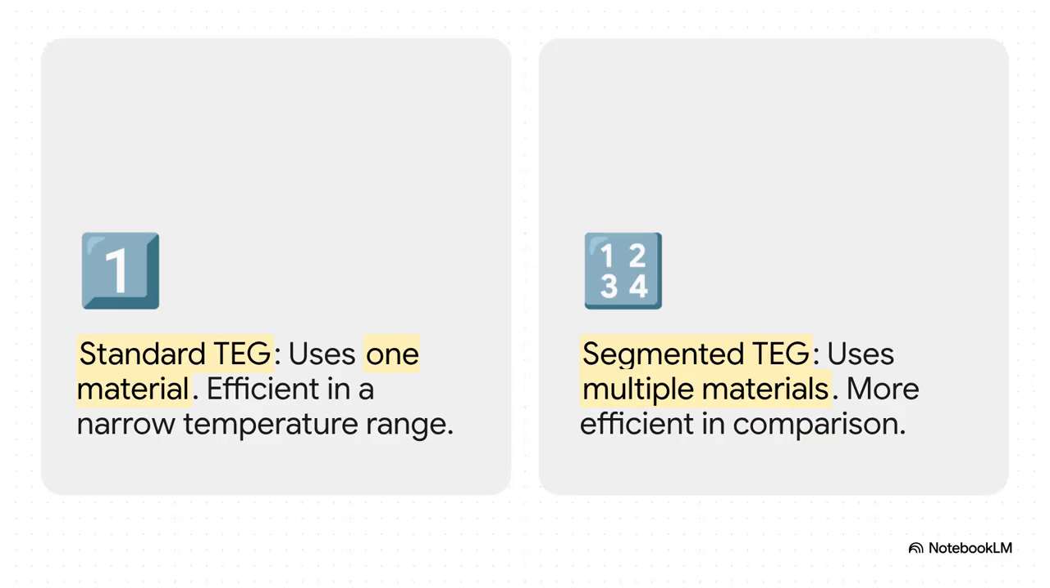And the difference this makes is literally night and day. A standard TEG is stuck with just one material, which really limits its useful temperature range. But with a segmented one, each material gets to do its thing in its own ideal temperature zone. And what you get is a device that's super efficient across a way wider range of heat.